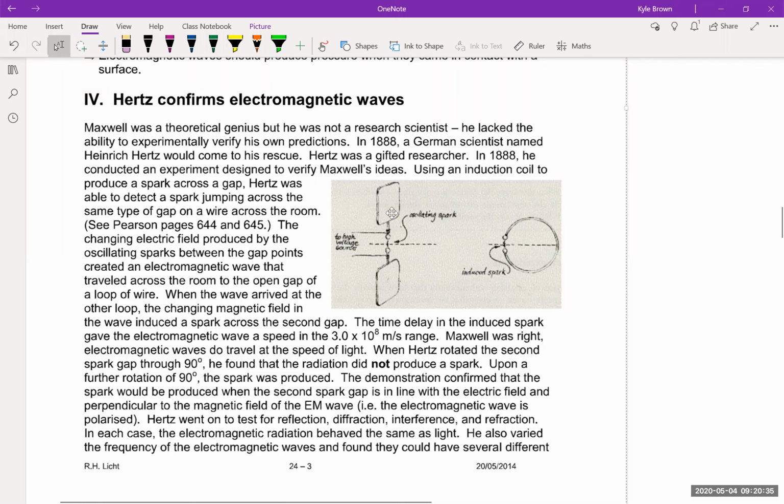So he said, if we induce a spark over here, it should send an invisible electromagnetic wave across, and that should induce a spark on the other end, on this other coil. And it did. He was able to show that.